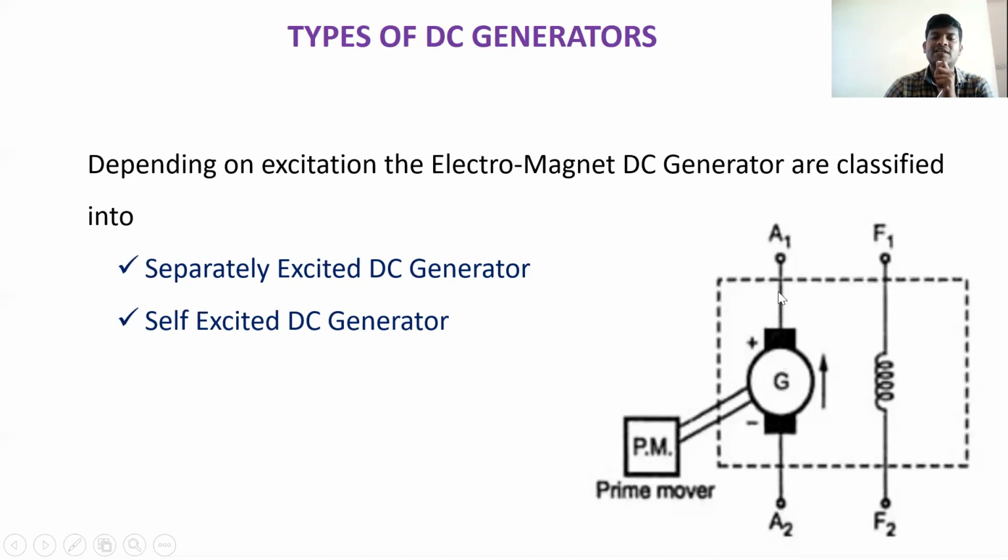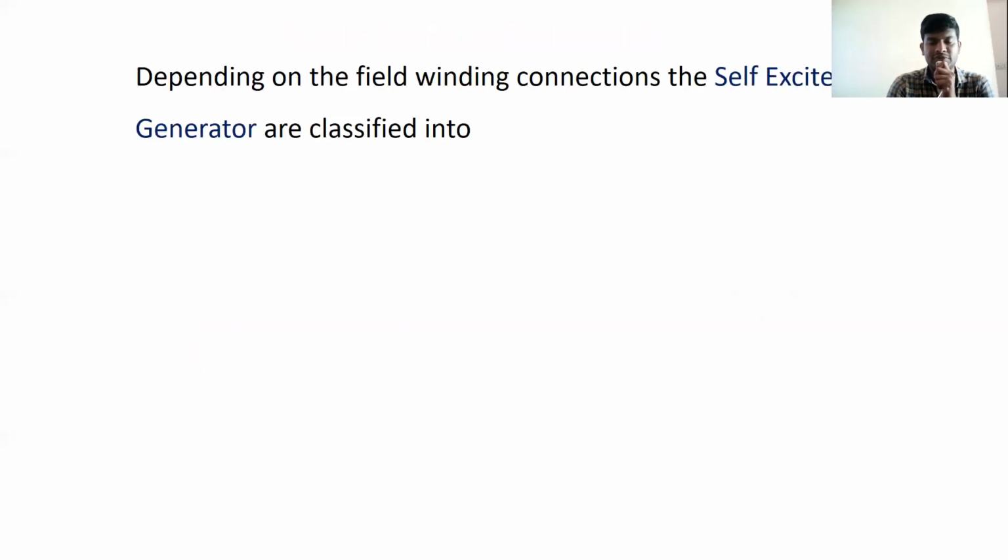Itself means we are connecting the armature to the field winding. Here we are getting the induced voltage. That voltage energizes the field winding. That process is called self-excitation. In this process, the armature is connected to the field, so it depends in which way we connect the armature electrically to the field. Based upon this type of connection, armature to field winding connection, it is again classified into three types.